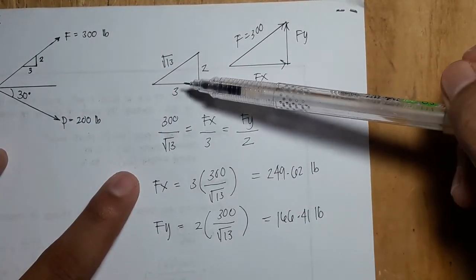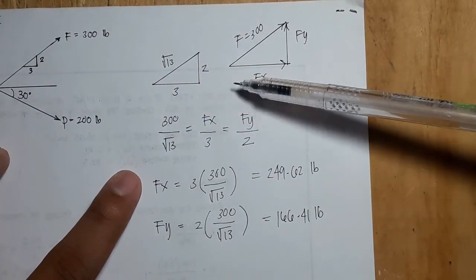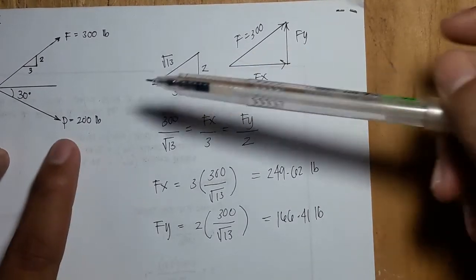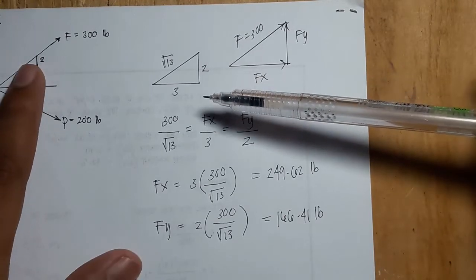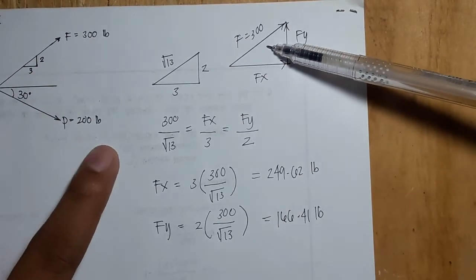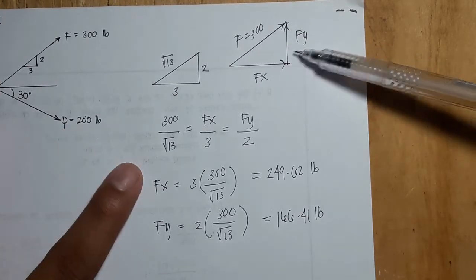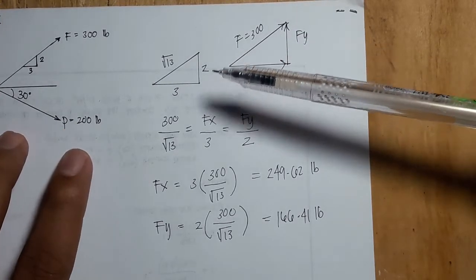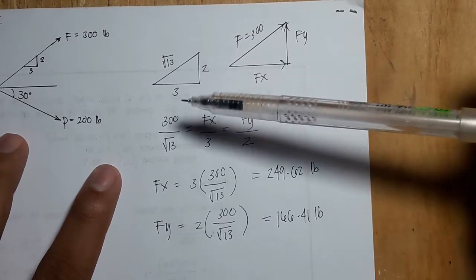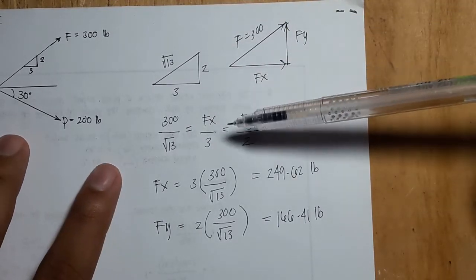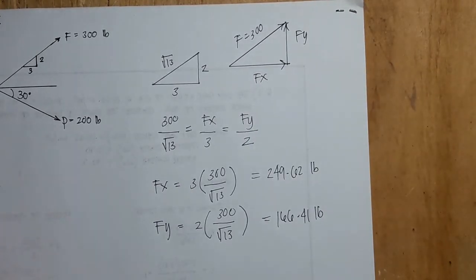So first, you can make two triangles representing the slope of the given force, and another triangle represents the force and its two components, so you will not be lost, and you can visualize it properly.